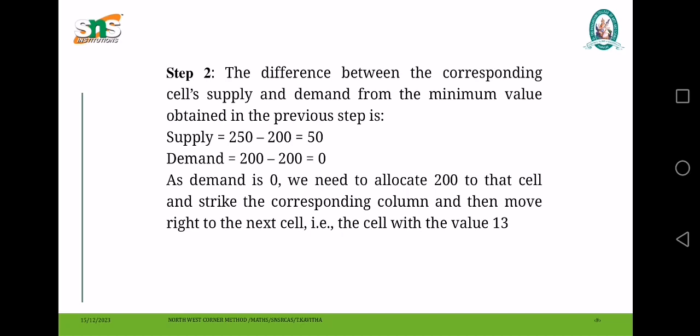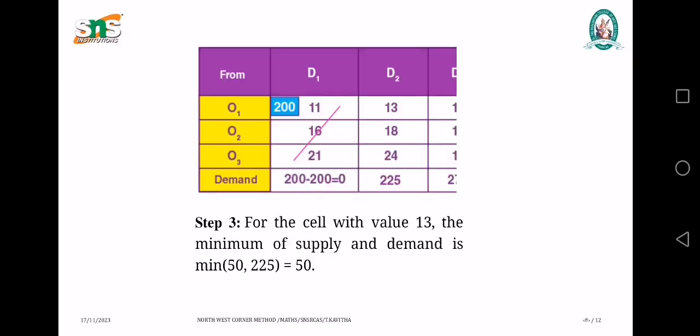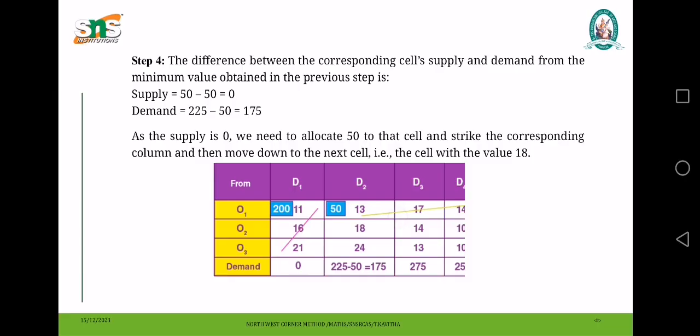That is the cell with the value 13. For the cell with the value 13, the minimum of demand and supply is the minimum of 50 and 225, which gives 50. Next, step 4, the difference between the corresponding cell's supply and demand from the minimum value obtained in the previous step: supply 50 minus 50 is 0, demand 225 minus 50 is equal to 175. As the supply is 0, we need to allocate 50 to the cell, strike the corresponding row, and then move down to the next cell. That is the cell with the value 18.